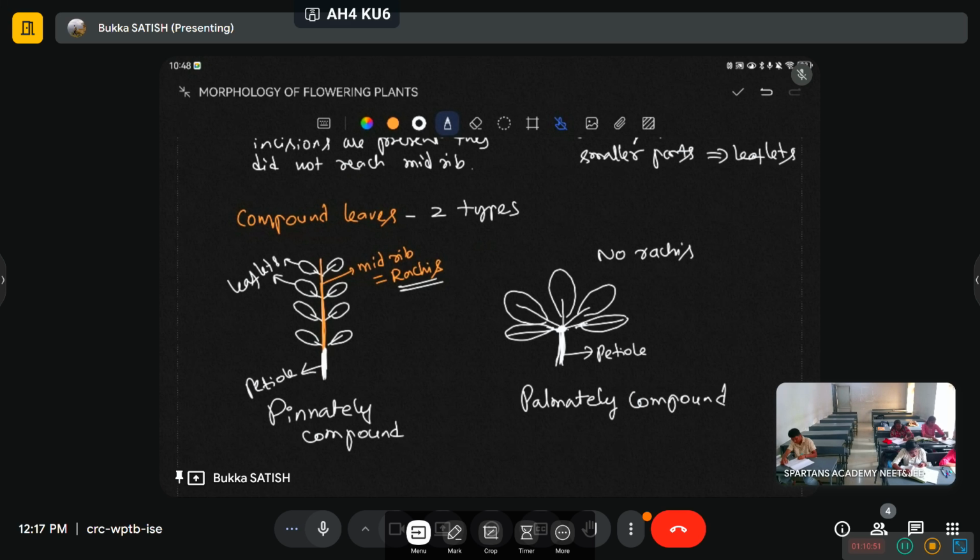So in a palmately compound leaf, no rachis. There is no common axis. All leaflets are attached to a common point, that is here. So no rachis here. You can observe the neem plant. Neem will be having this structure only, if you recollect. That is actually a pinnately compound one. An example for palmately compound is silk cotton.